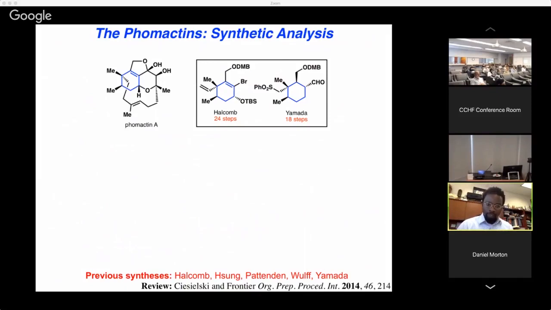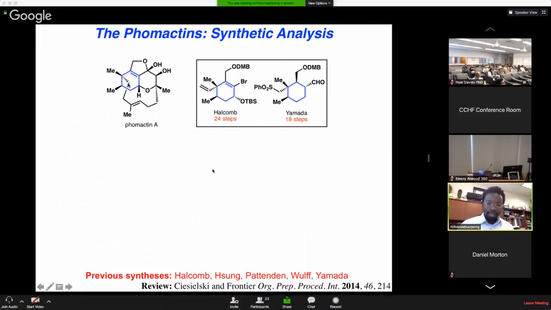Several groups have indeed achieved syntheses of individual members of the phomactin family. I note some of these contributions here, and these are nicely summarized in a review by Alison Frontier's laboratory. And the gist, at least in terms of the syntheses that produce material in an enantiomer-enriched form, is that there were a lot of steps invested in building what I would call the cyclohexene portion of these molecules, which is a 6-membered ring which resides here in the framework of Phomactin A.